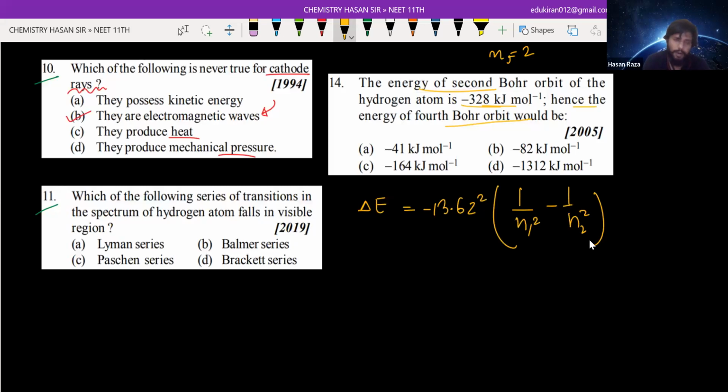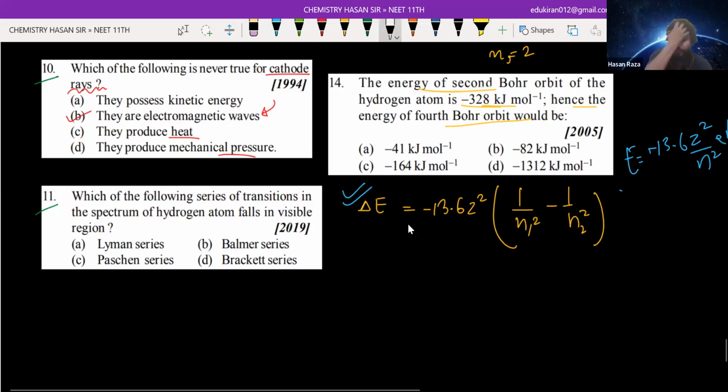Have you studied this formula? Yes or no? Everyone? Yes, sir. Okay, now this is very easy. The formula is Z square upon n square electron volt. I just took the difference between the energies of the two orbits, n1 and n2. Now, very simple for this question.